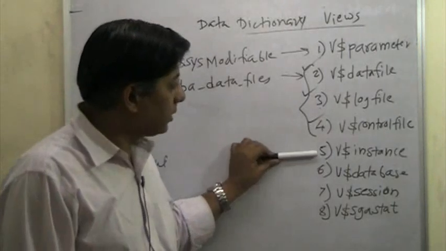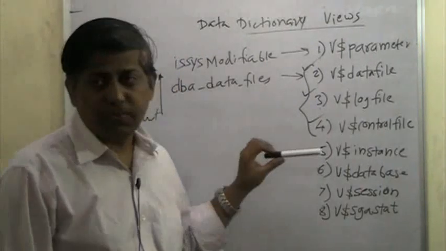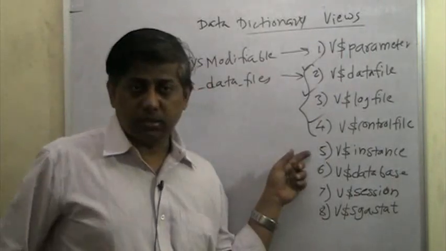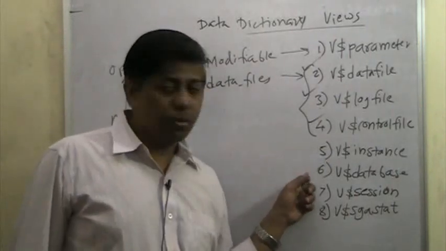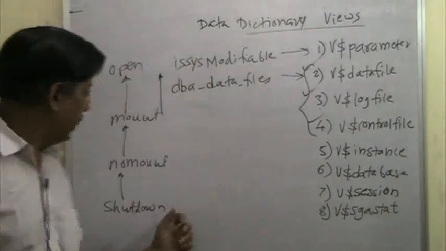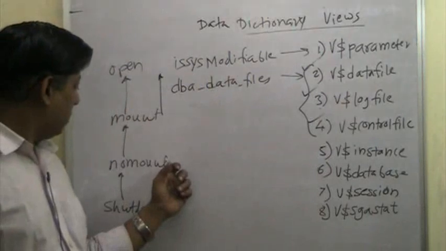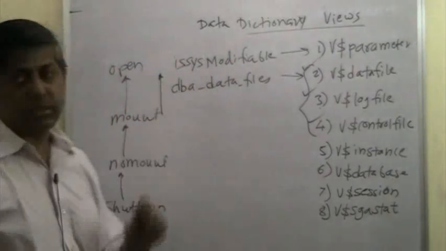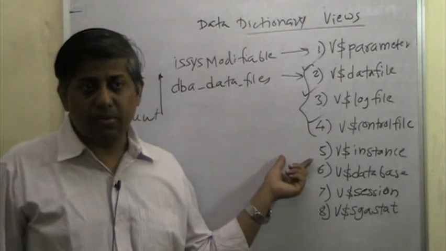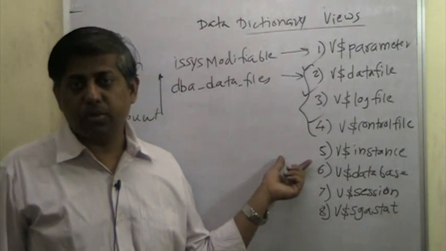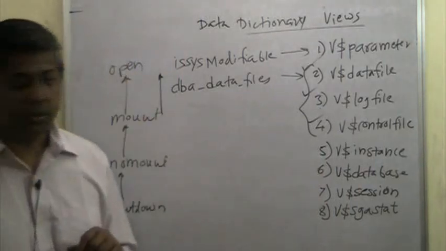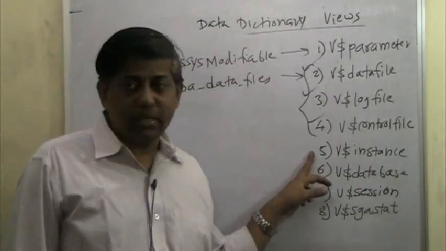Then $$ instance and $$ database. We know the difference between a database and instance. Instance name is going to be in $$ instance. DB name is going to be in the $$ database. Instance is going to be in a no mount, mount, and open stage. So there is a status over here which is going to tell you whether your database instance is in a mount phase or no mount phase or in an open state. So that is what $$ instance is.